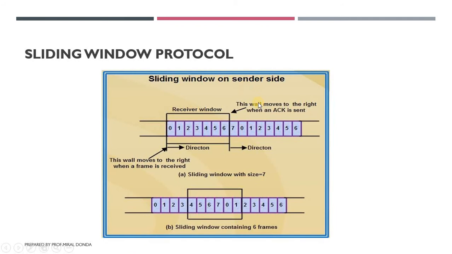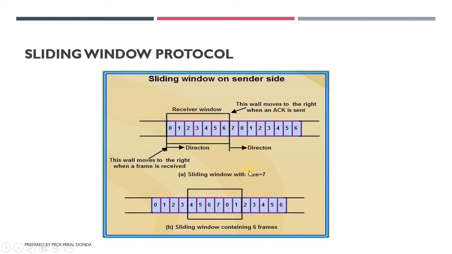Let's understand this with the diagram. Suppose there are frames 0 to 6, so this is the sliding window on the sender side. This arrow indicates that the window moves to the right when a frame is received in this direction.